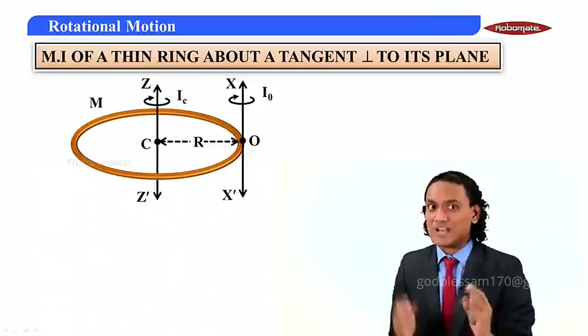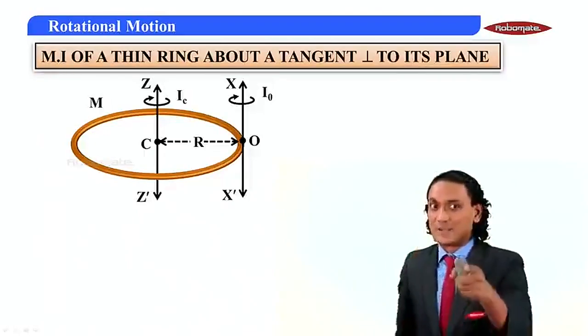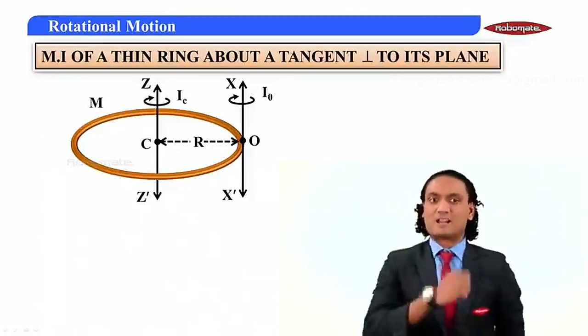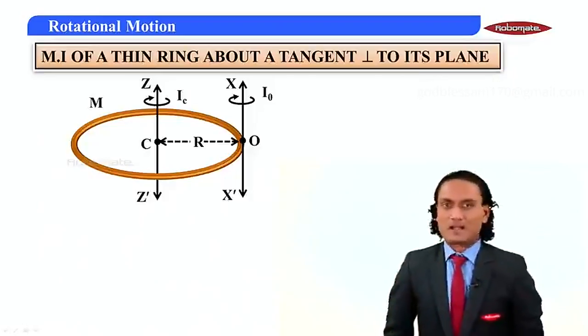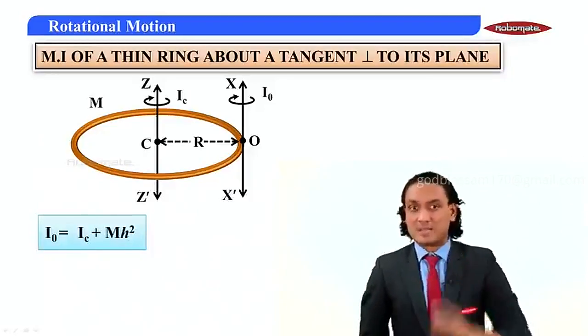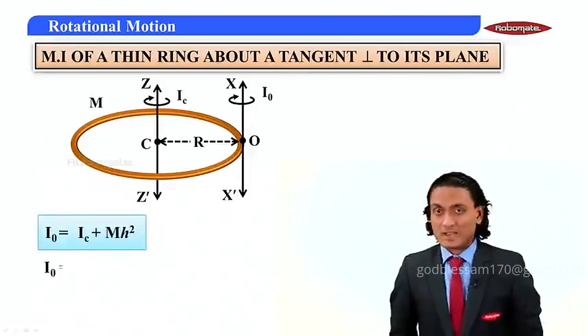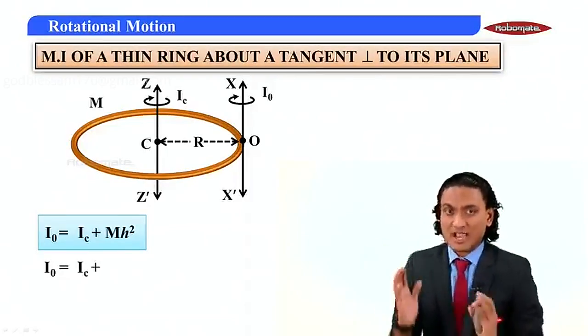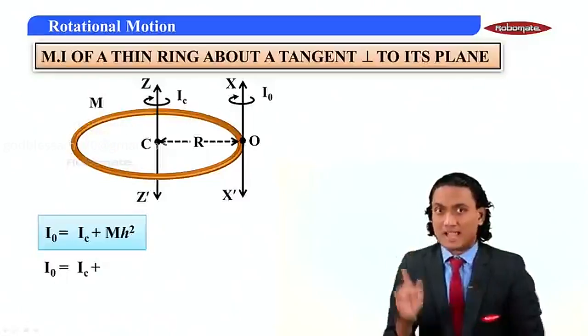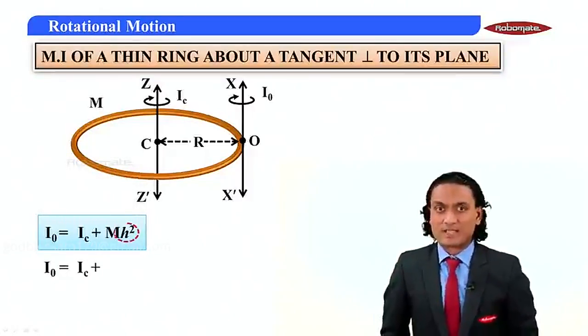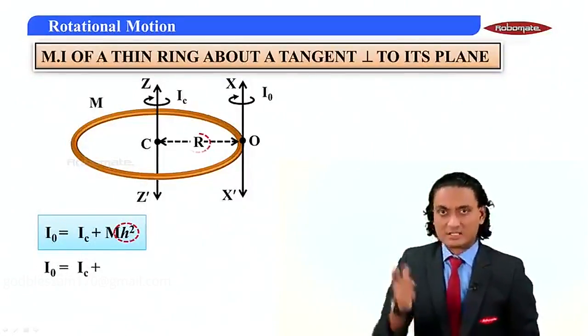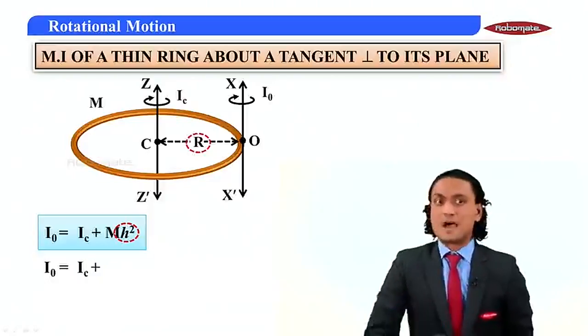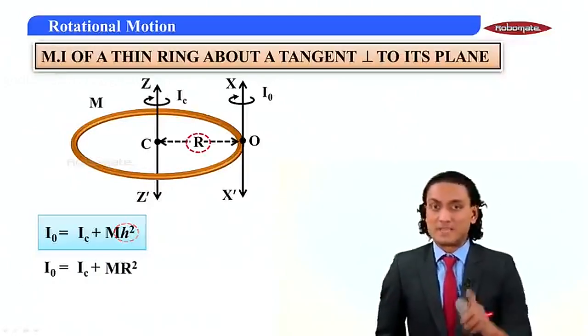Again, which theorem? Two parallel axes. Very good. We can use parallel axis theorem. So according to parallel axis theorem, I naught is IC plus MH square. Now hold on, what is H? H is the distance between the two parallel axes. See the diagram. Can you guess what will be H? Yes, H is equal to R. So H square will become R square. So I naught will be IC plus MR square.